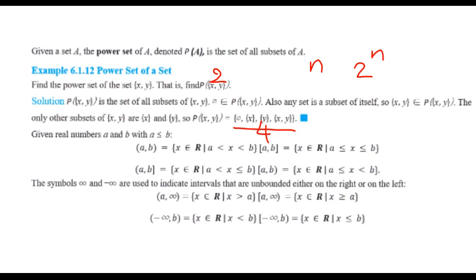Then we define another interval, the closed interval [a, b], which includes its endpoints a and b. That's why we call it the closed interval. It's the set of all real numbers x such that x is greater than or equal to a and less than or equal to b.